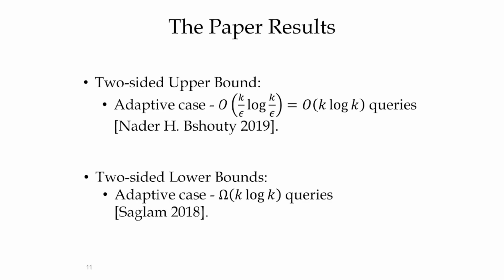Okay, here we have the two-sided lower bounds, which is already known by Saglam over here, which is omega of k log k. But the main conclusion of this paper by Bshouty is the two-sided upper bound for the adaptive case, in which we will show and explain the algorithm with a complexity of k log k. Another conclusion is that the upper bound, in contrast to the lower bounds, is a tight bound.